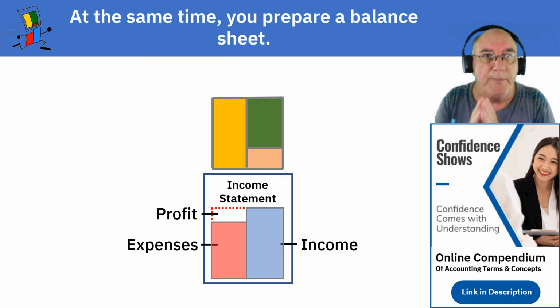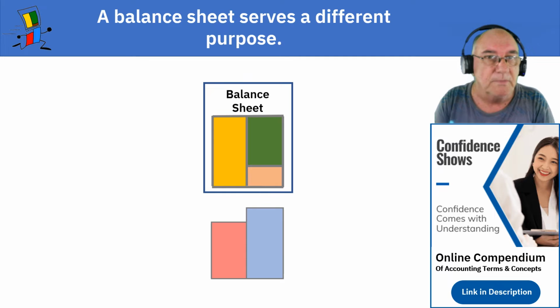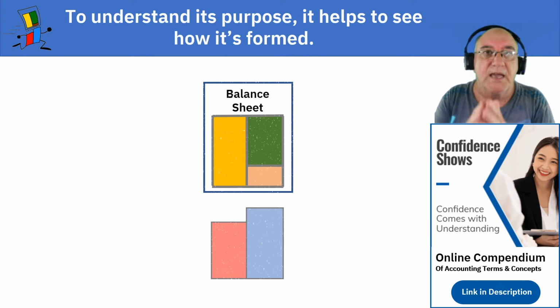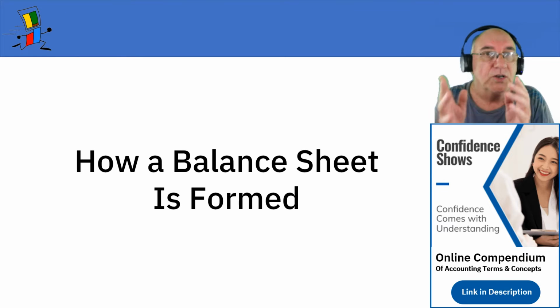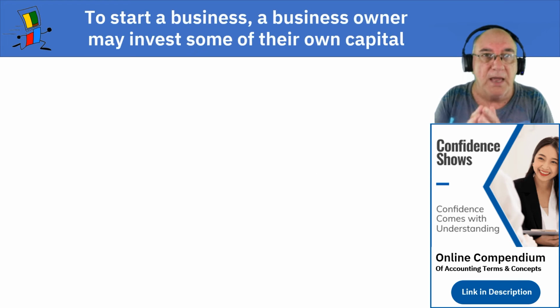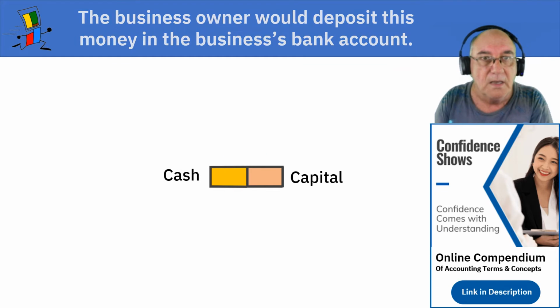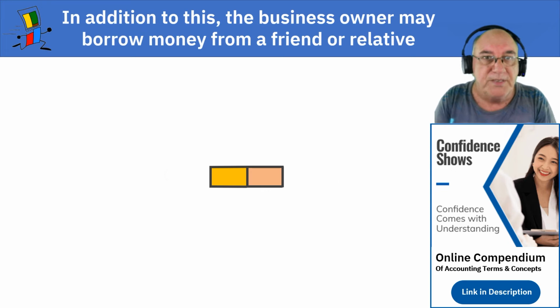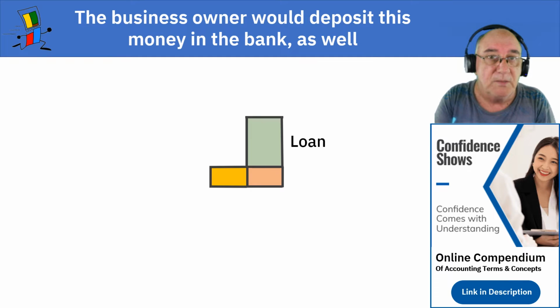At the same time, you prepare a balance sheet. A balance sheet serves a different purpose. To understand this purpose, it helps to see how it's formed. To start, a business owner may invest some of their own capital. The business owner would deposit this money into the business's bank account. In addition to this, the business owner may borrow money from a friend or relative. The business owner would deposit this money into the bank as well.